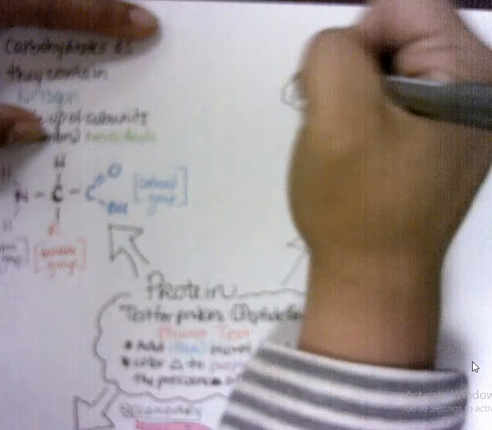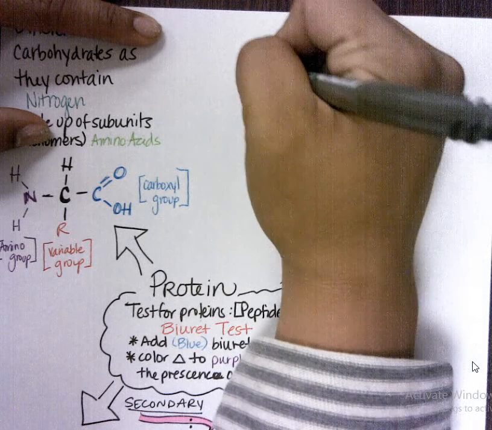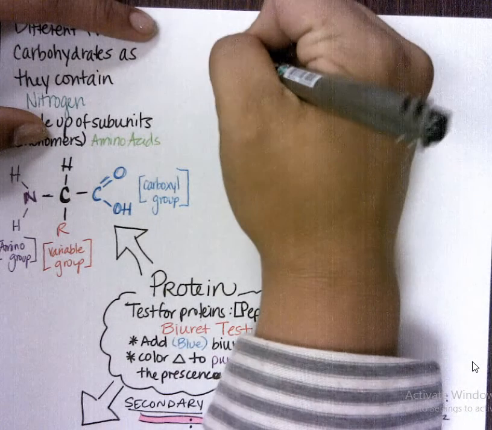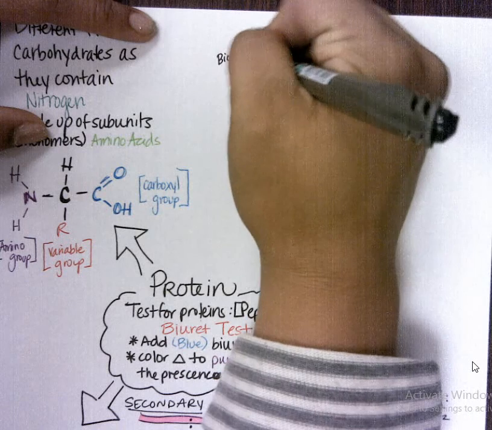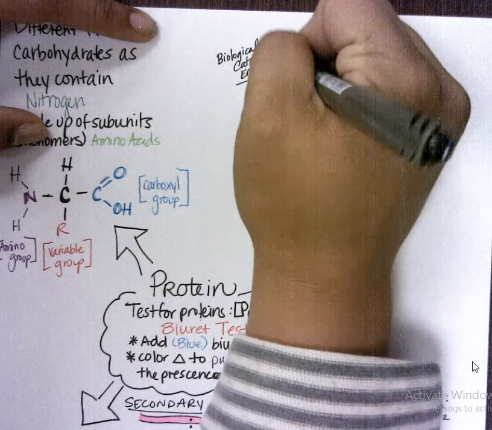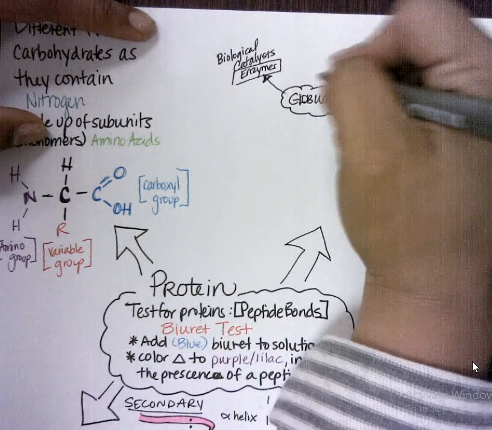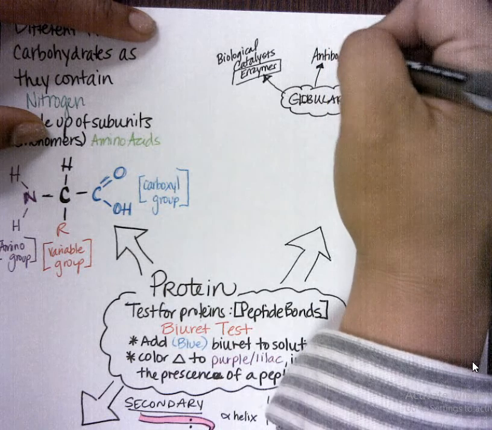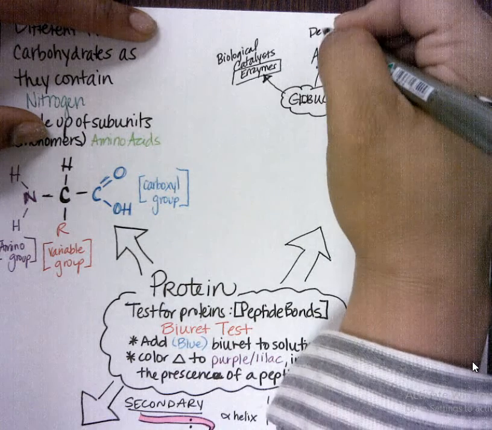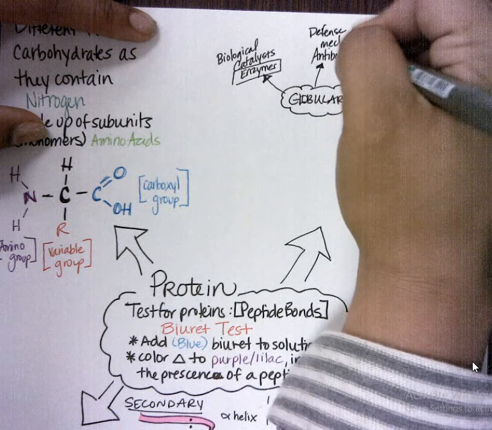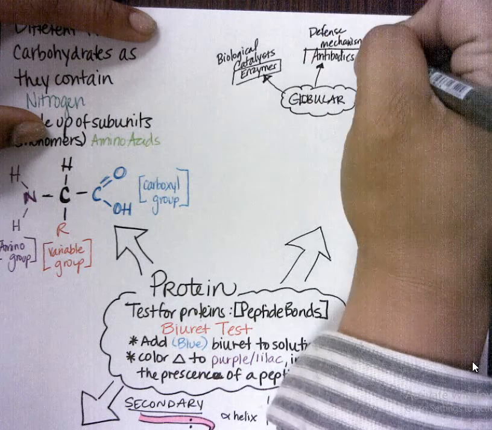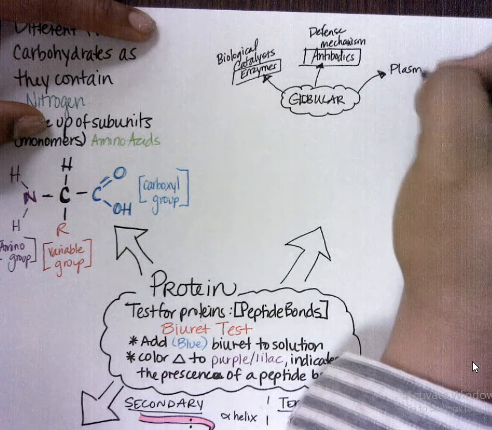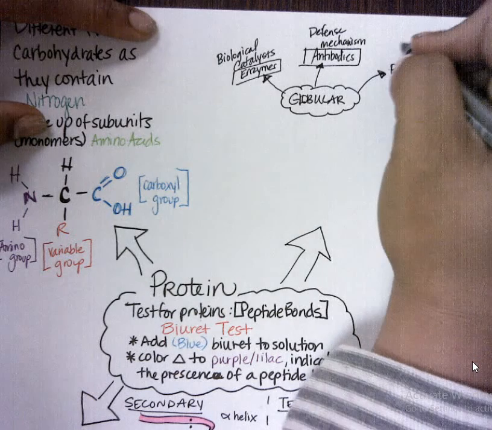And with these, we normally see them as enzymes. And again, enzymes are biological catalysts. Okay, we can also see them in our body, in a globular structure, as antibodies. Okay, and this is our defense mechanism. Okay, we can see them inside our cell membrane as a plasma protein, and those will be used for transport.